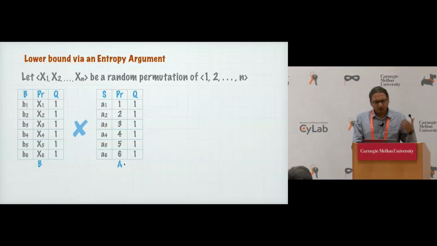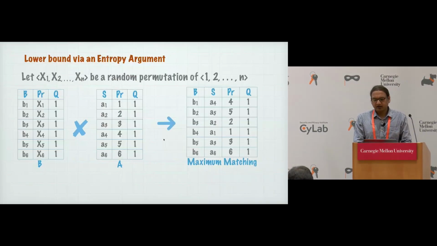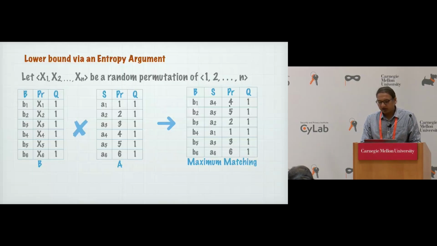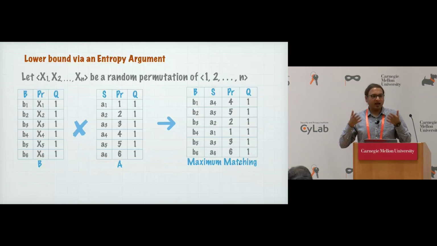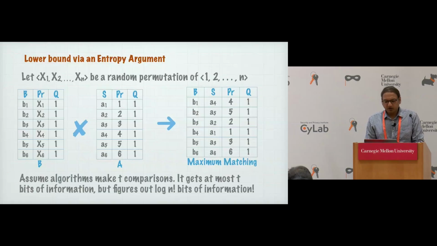So now if you run any maximum matching algorithm, it produces some transaction, and you can recover x1, x2, and so on. x1 was buyer one's price, but it gets matched with seller 4, which had price 4, and the transaction price is 4. So x1 has to be 4, and x2 has to be 5, x3 has to be 2, and so on. So the maximum matching algorithm actually helps you figure out this uniformly random permutation.